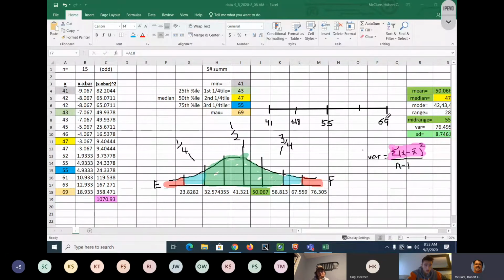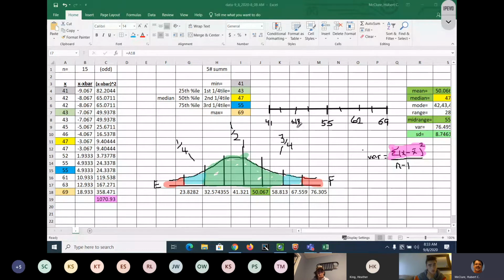Okay, 55 plus 69 is 124. Half is 62. Somebody check my math there. And you can find the half of half right there, right there, right there, and right there. Well, 41 to 48 is 7. Half of 7 is 3.5, which would be 44.